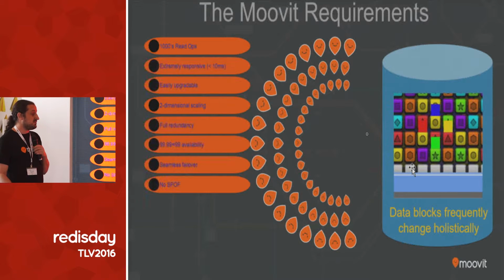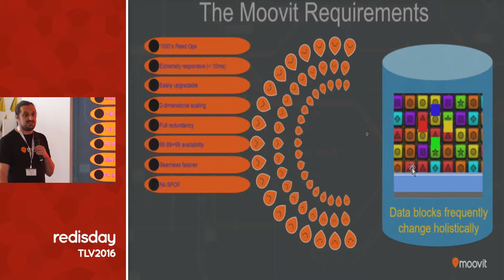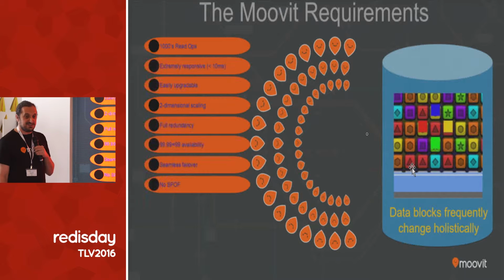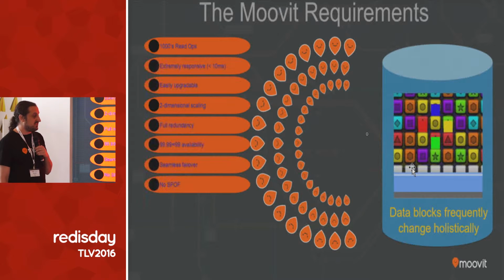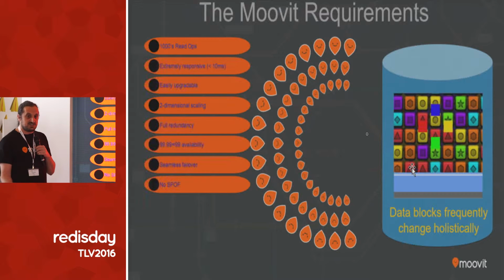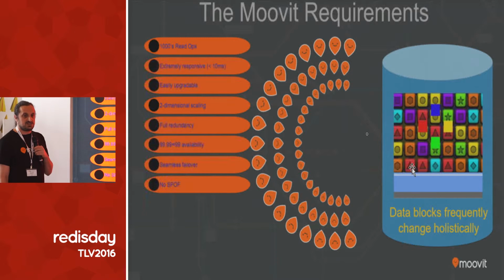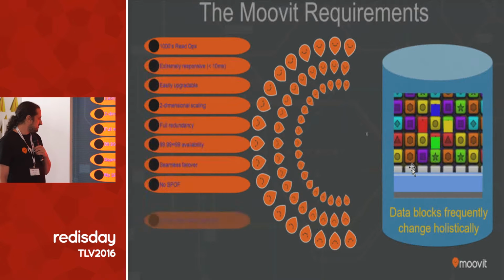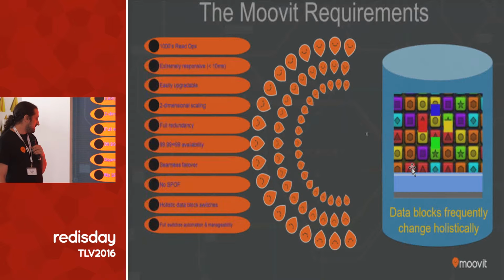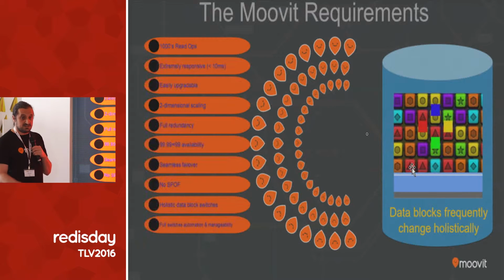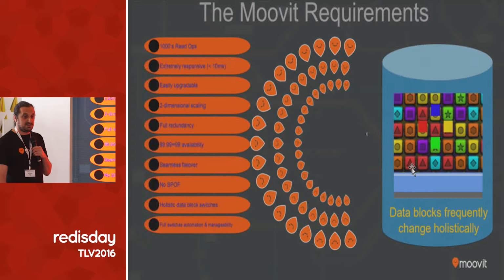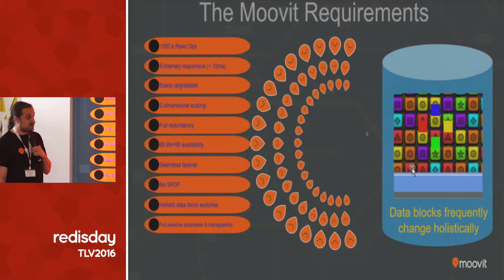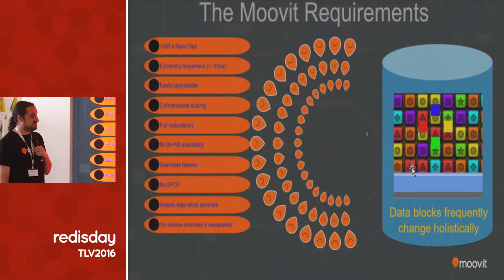And data blocks. A data block is a metro area, a city that we support. These data blocks frequently change holistically. I mean, the entire data can change entirely, and we can't have a situation in which the clients see partial data. So we need the ability to change these data blocks holistically. And for these data block switches to be fully automatic and manageable. I mean, we have many hundreds of metros, and we can't do this stuff manually.